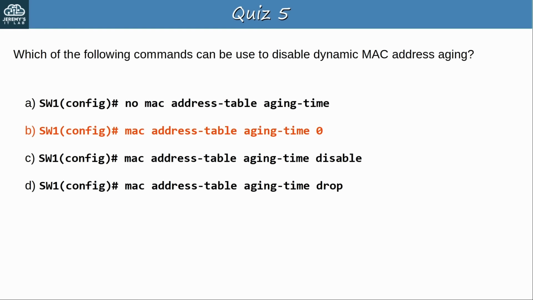And what about A? Actually, A could be used to return the aging time setting to default. For example, if you used the command mac address-table aging-time 0 to disable MAC address aging, command A, no mac address-table aging-time, would remove that command and return it to the default setting of 300 seconds.